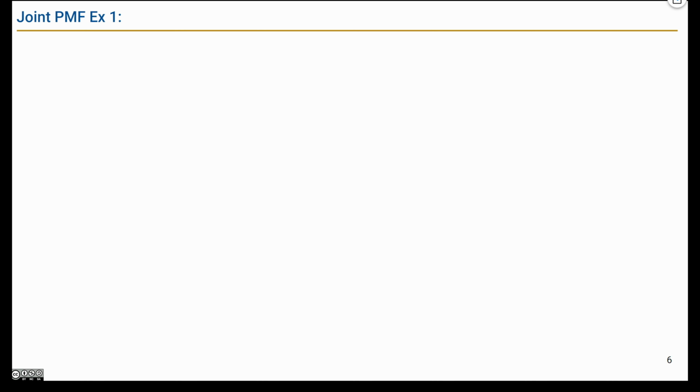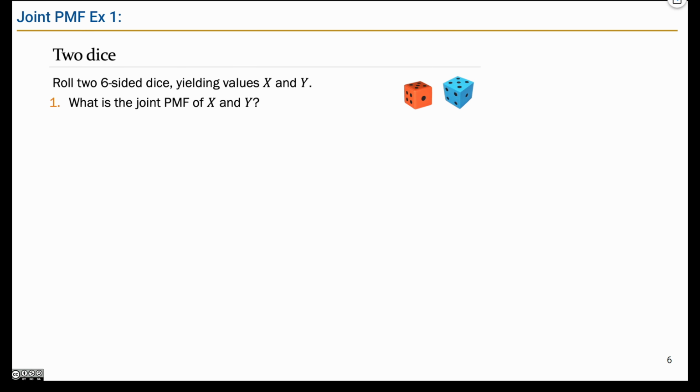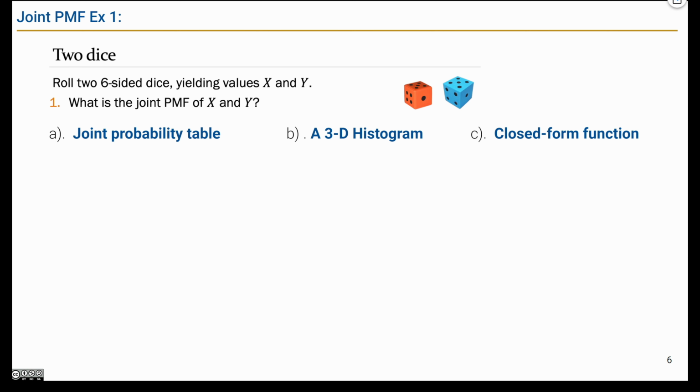Okay, let's go back to the dice just for our simplest example. So you roll 2 6-sided dice. They give you values x and y. Let's do the joint PMF. Take a minute and see if you can represent, try doing the table and the closed form function, and I'll do the histogram for us.